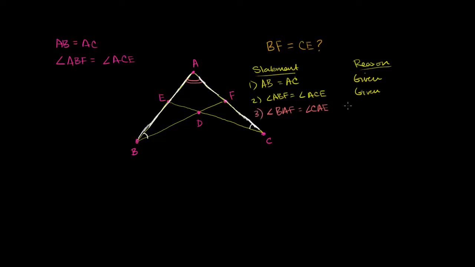That's our third statement. And we could say it's obvious. Some people would call this the reflexive property, that it's obvious that an angle is equal to itself. Even if we label it different ways, this angle is going to be the same measure. And now we have something interesting going on. We have an angle, a side, and an angle. An angle, a side, and an angle. So by angle, side, angle, we have that triangle BAF.